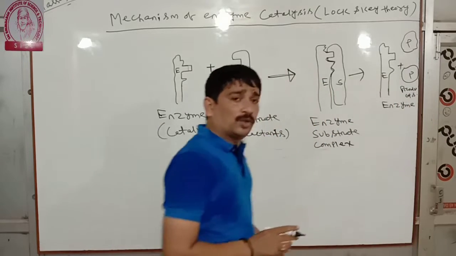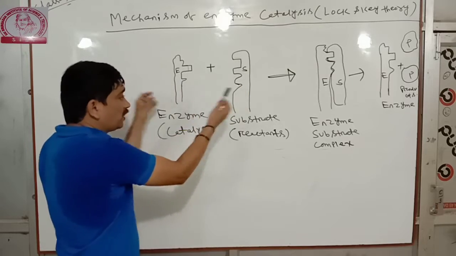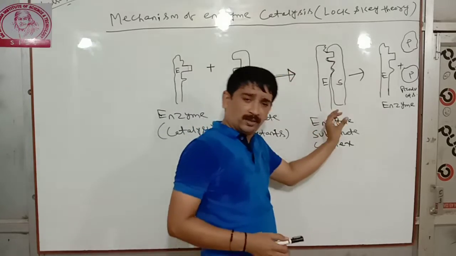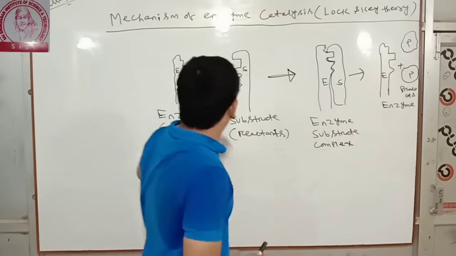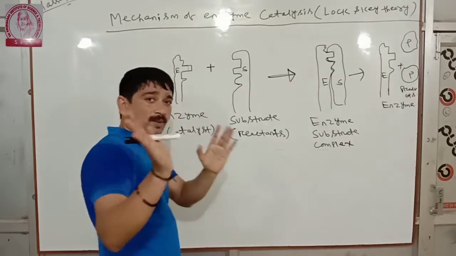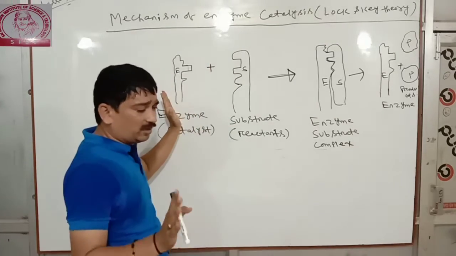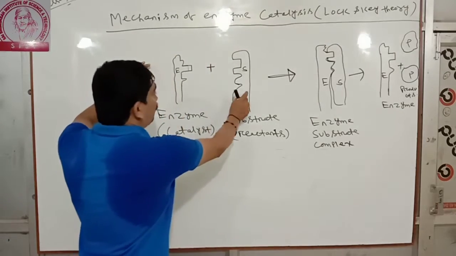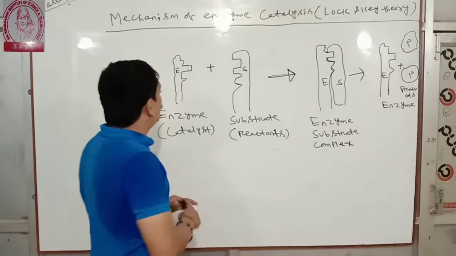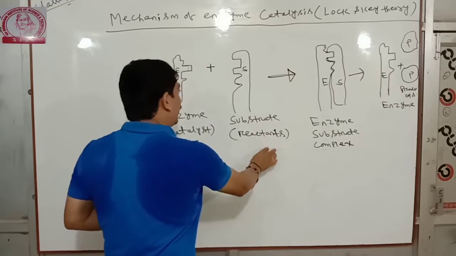Look at it. In the first step, enzyme plus substrate gives the enzyme substrate complex. So this is step 1. This is the lock and key theory. I am not comfortable drawing the diagram, so you will observe this diagram from the book clearly. Enzyme is the catalyst, substrate is the reactant.